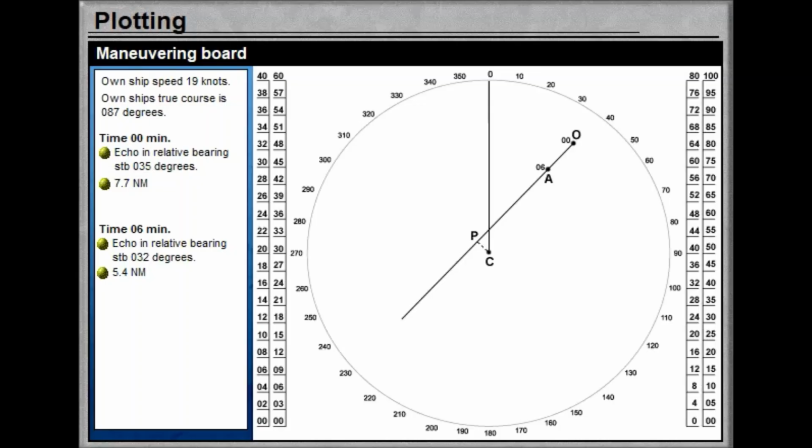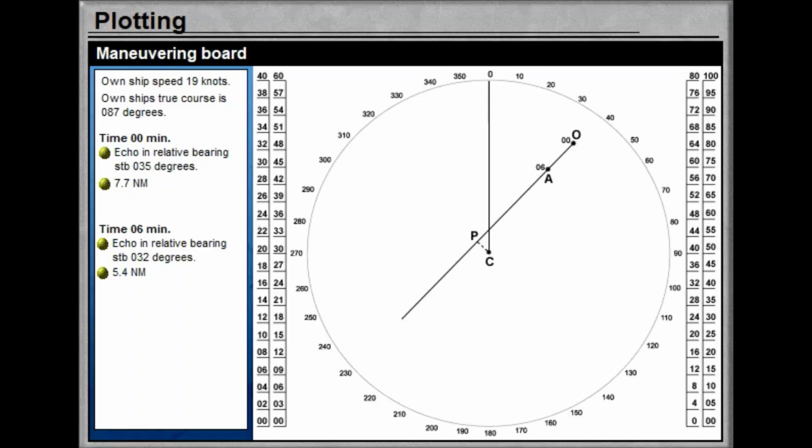By marking off the relative distance, OA, on the projected relative track, you can estimate the target's position at 12 minutes, 18 minutes, and so on, and that TCPA is at 20. Since CPA is small, plotting must continue until the situation is cleared.